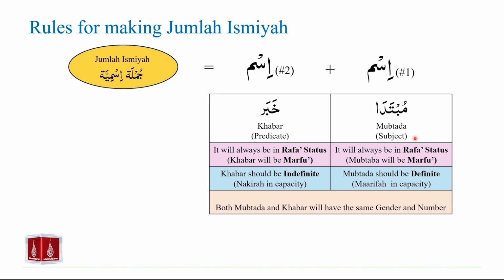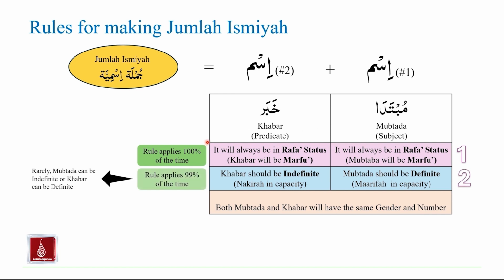Mubtada is the subject, khabar is the predicate. Khabar gives us more information about mubtada. The first rule that we need to know is that both mubtada and khabar will always be in the rafa status. So mubtada will be in rafa status, khabar will also be in rafa status. Mubtada will be marfu, khabar will be marfu. And the first rule is applicable 100% of the time.